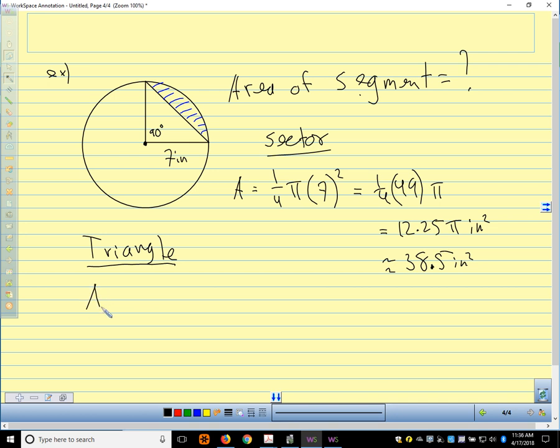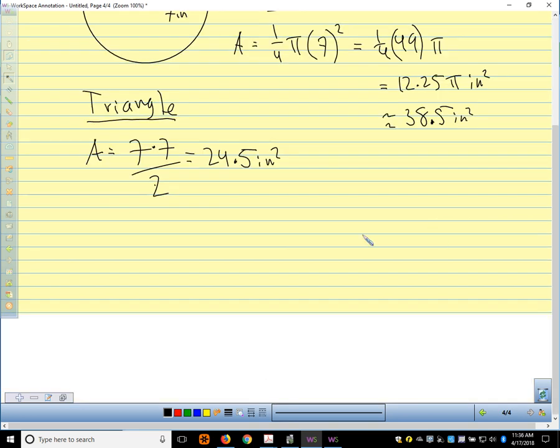Well, we know the area is the base times the height divided by 2, and that's a 90-degree angle. So what's the height of this triangle? 7. That's also a radius. So that's 7 times 7 divided by 2. So 49 divided by 2, which is 24.5 square inches.